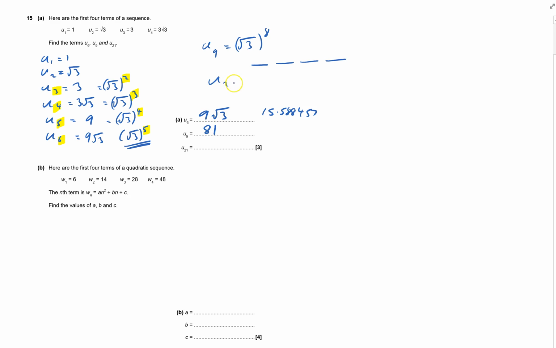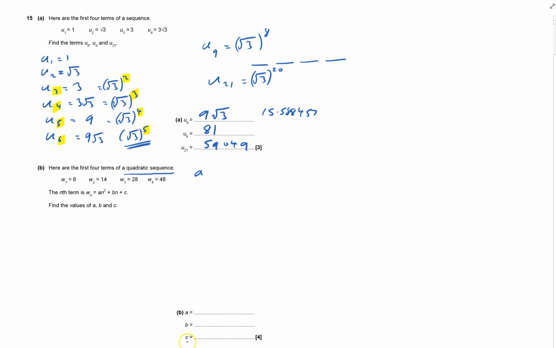And I need 21, so u21 will equal root 3 to the power of 20, because it's 1 less, as we've just seen. And that is 59049. Good. And now we've got the first 4 terms of a quadratic sequence. It's told me that. And as you can see, it's a quadratic. It says an squared plus bn plus c. So it's given us that.